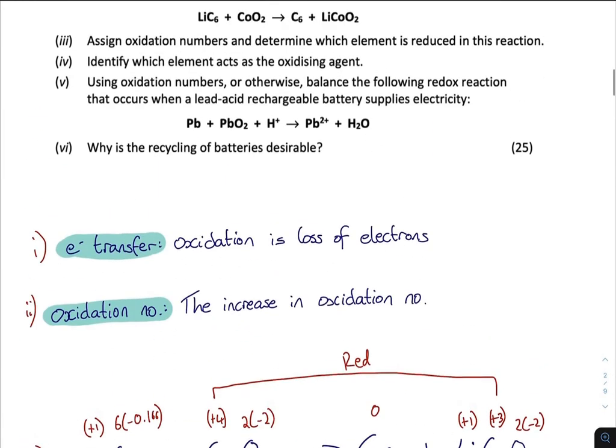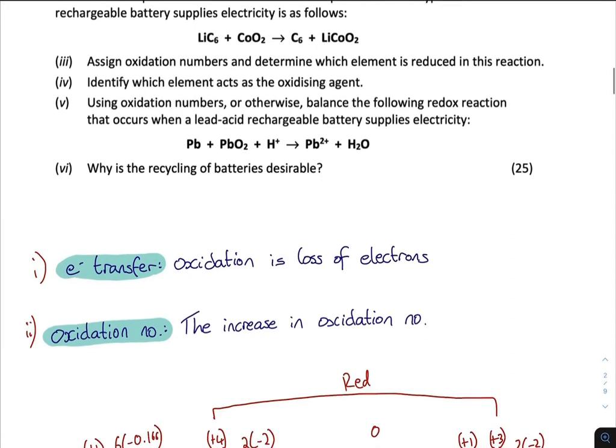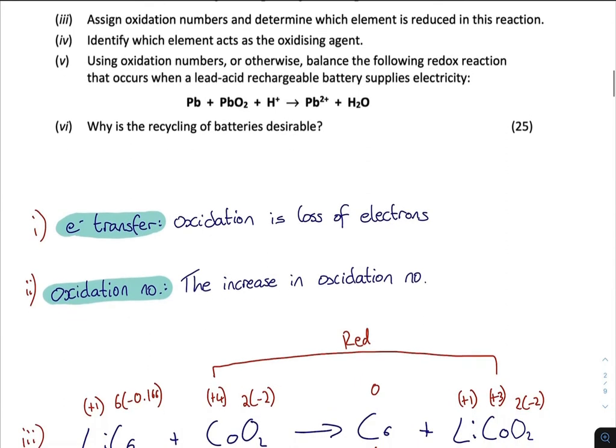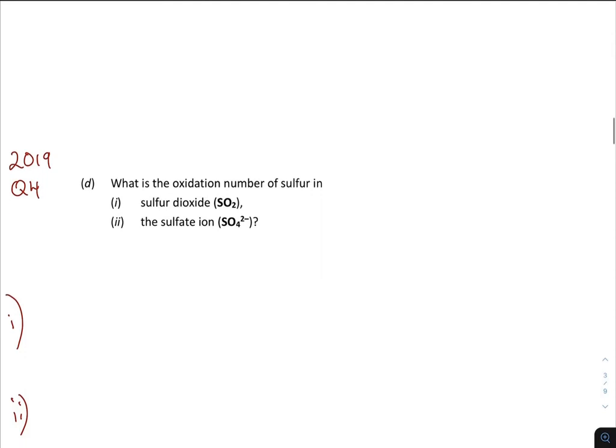It was easier. The last one there, VI. Why is the recycling of batteries desirable? Okay, to avoid pollution, particularly for heavy metals. Okay, batteries contain heavy metals, so we want to avoid pollution. It's better for the environment. Okay, moving on to 2019.